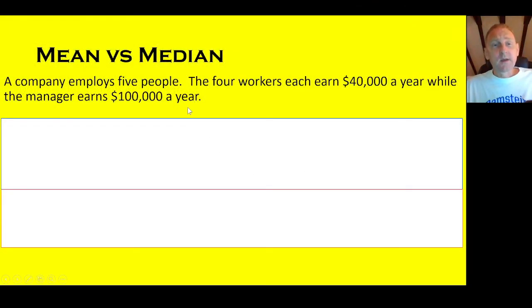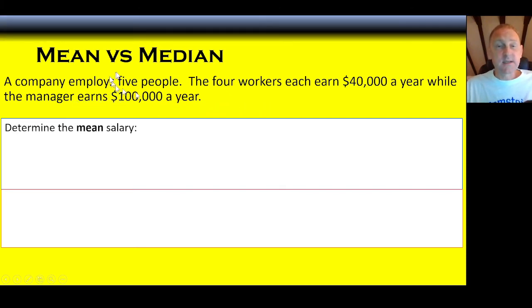Next one is, how do we know which average to use? Do we use the mode, mean, or median? Again, mode is the one that shows up the most often. So if you just have a large amount of numbers that's showing up quite often, you're going to probably pick the mode. But let's focus more on the mean and the median right here. Let's take a look at this example. A company employs 5 people. 4 workers each earn $40,000 a year, while the manager earns $100,000 a year.